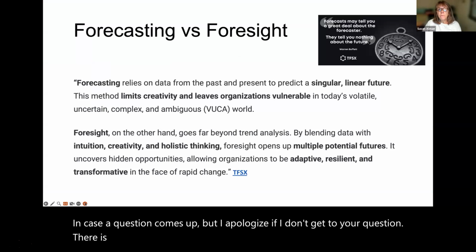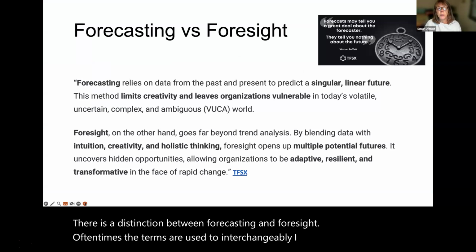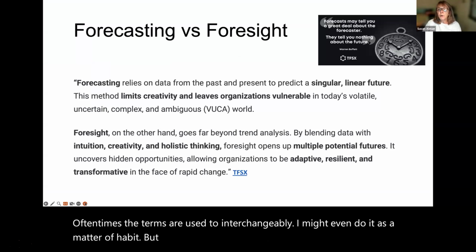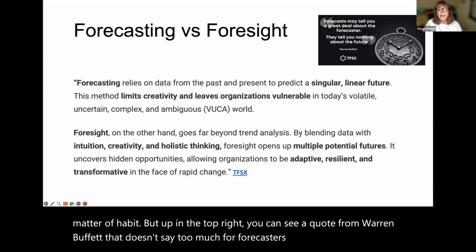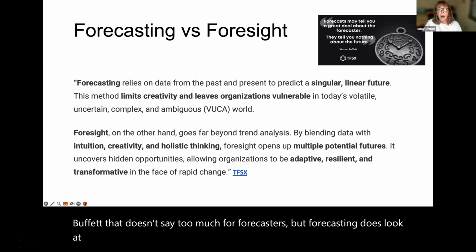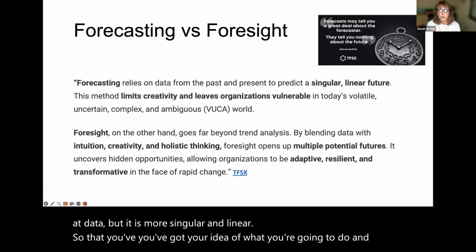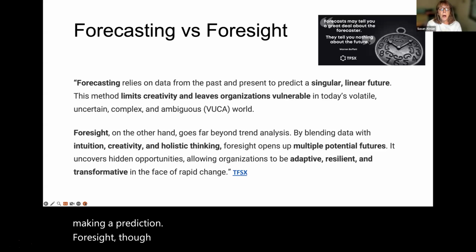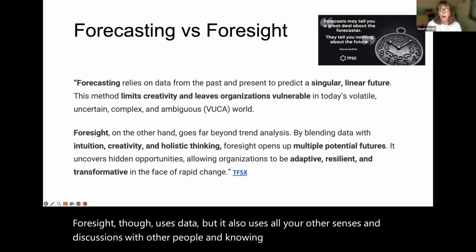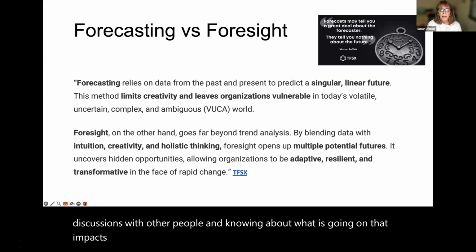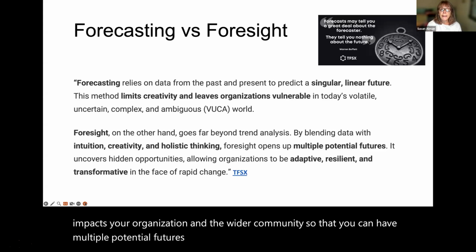There is a distinction between forecasting and foresight. Oftentimes the terms are used interchangeably. I might even do it as a matter of habit. Up in the top right, you can see a quote from Warren Buffett that doesn't say too much for forecasters. But forecasting does look at data, but it is more singular and linear, so that you've got your idea of what you're going to do and you're making a prediction. Foresight, though, uses data, but it also uses all your other senses and discussions with other people and knowing about what is going on that impacts your organization and the wider community, so that you can have multiple potential futures. And you're planning for plan A, plan B.